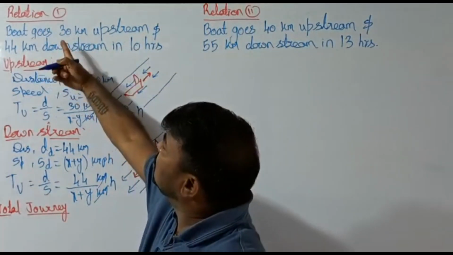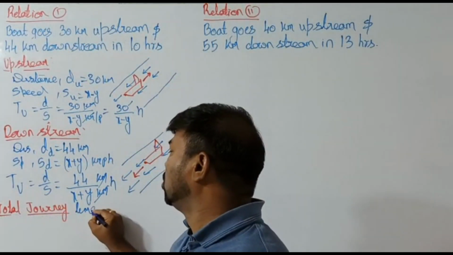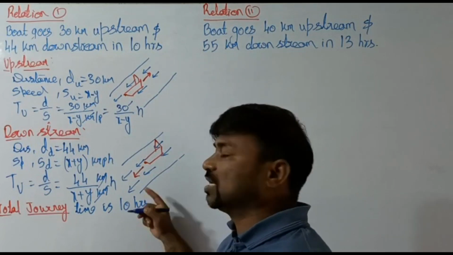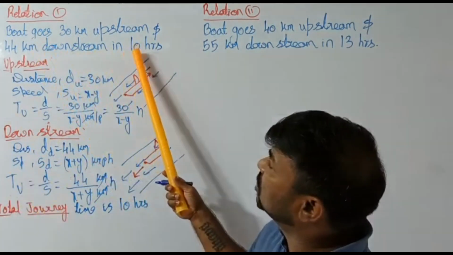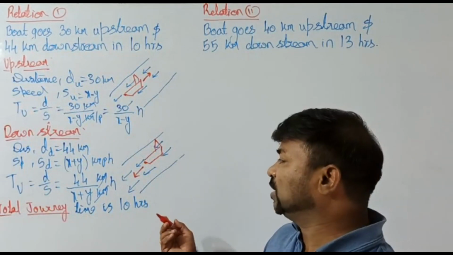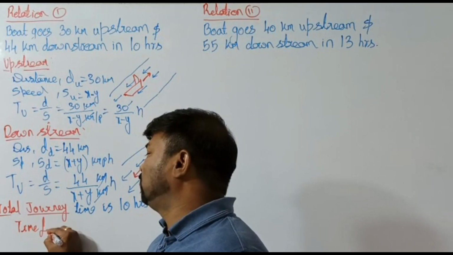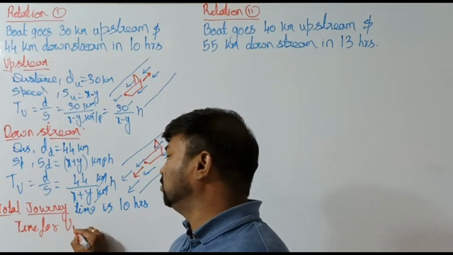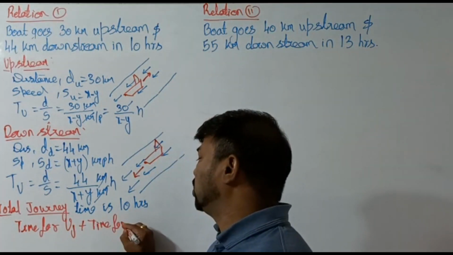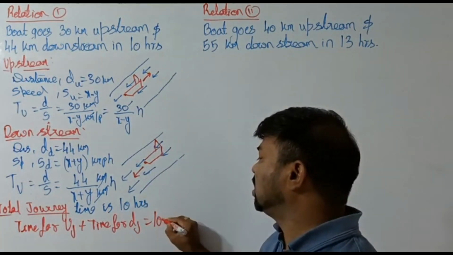Now, what is the time for the total journey? The total journey time is 10 hours. This is what he has given. What does the 10 hours consist of? Time for upward journey plus time for downward journey equals how much he has given? 10 hours.